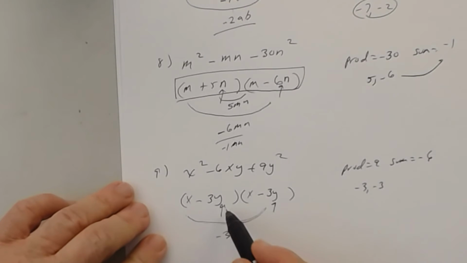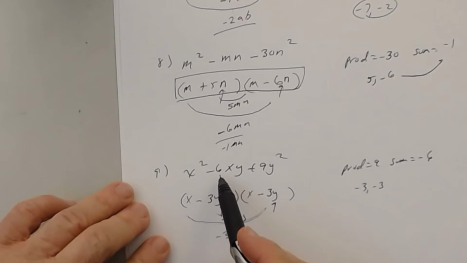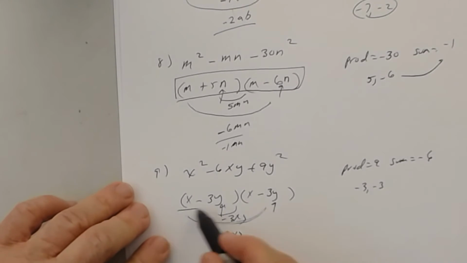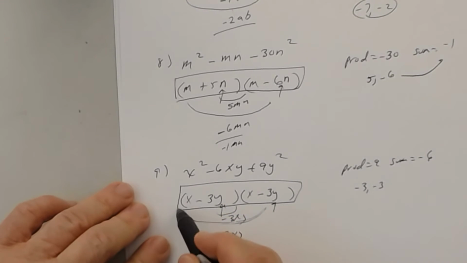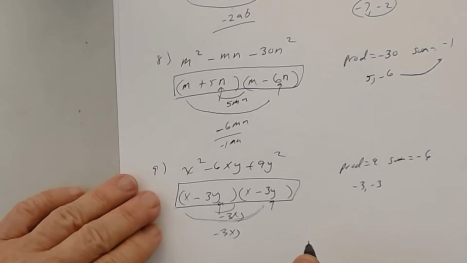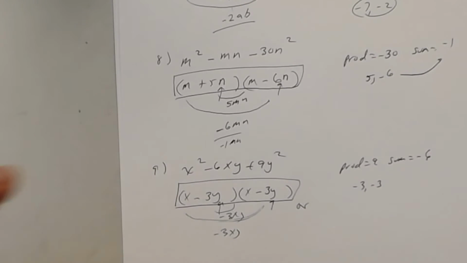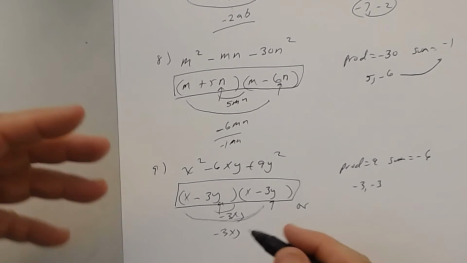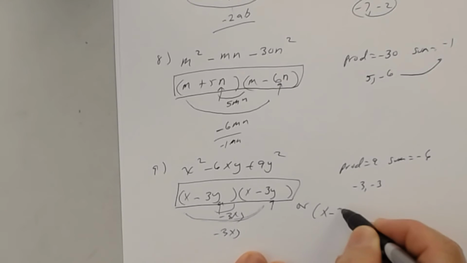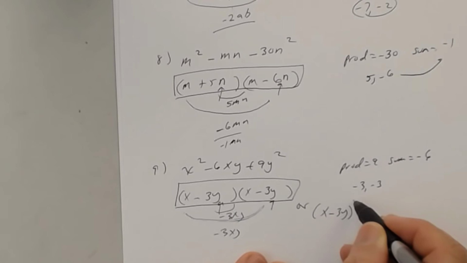Negative 3xy. What's the inner? And when I add them up, do I get a negative 6xy? Yeah. So that's your answer. Now, I want you to notice, what do you notice about these two binomials? They're the same. So since they're the same, you can write it as a binomial squared. So if you want to, you can also write it as x minus 3y to what power? The second.